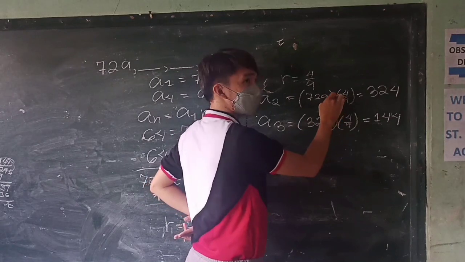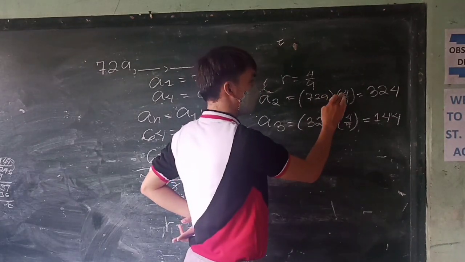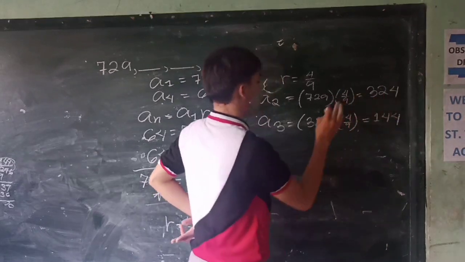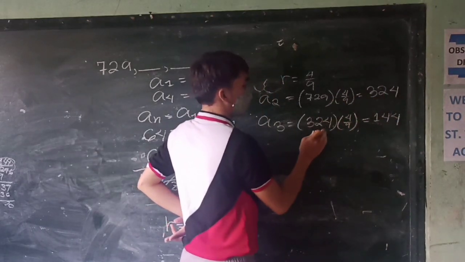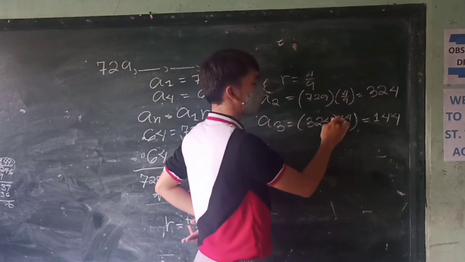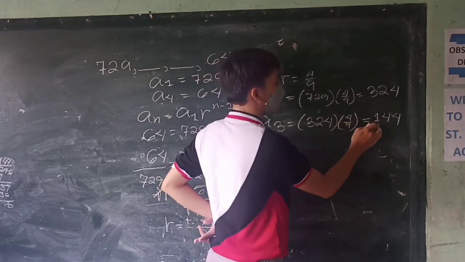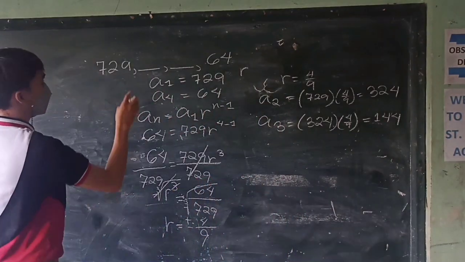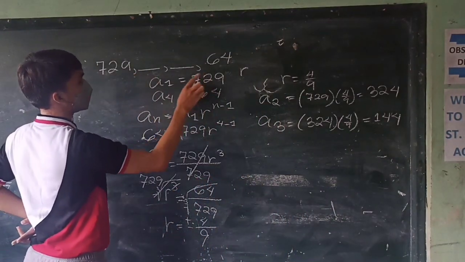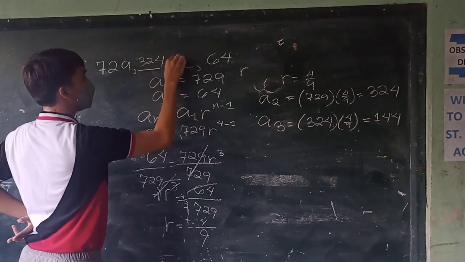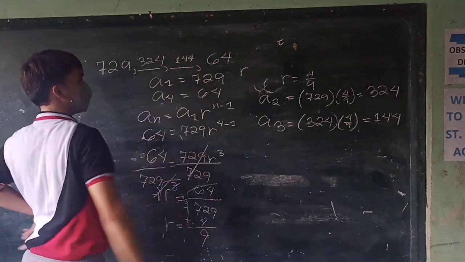729 times 4 is 2,916, divided by 9 is equal to 324. Now we have 324 times 4 is 1,296, divided by 9 is 144. So the geometric means between 729 and 64 are 324 and 144.